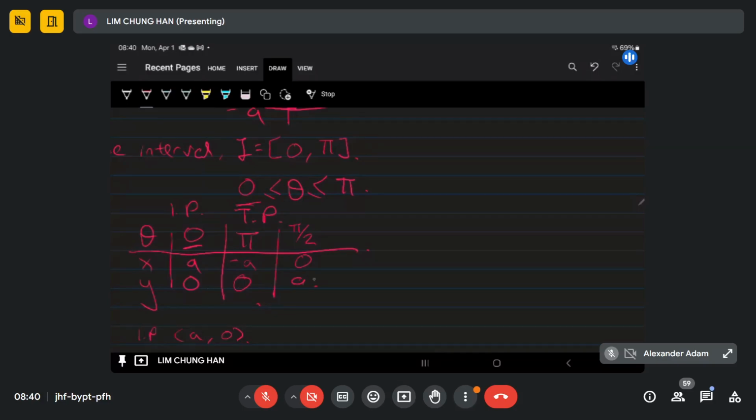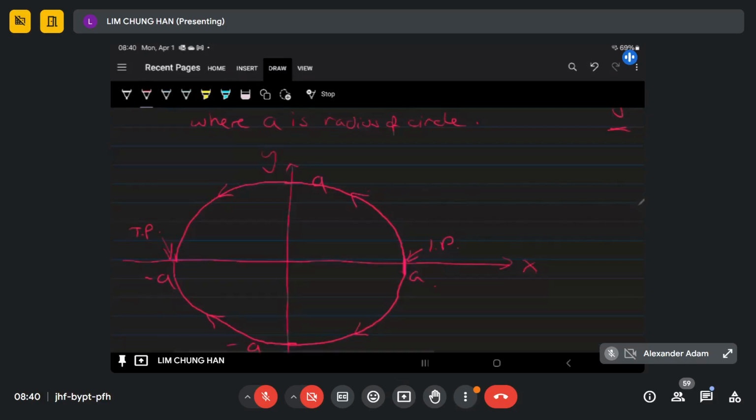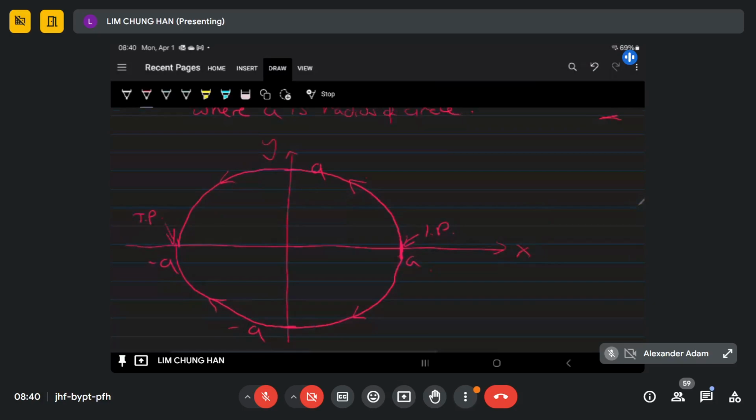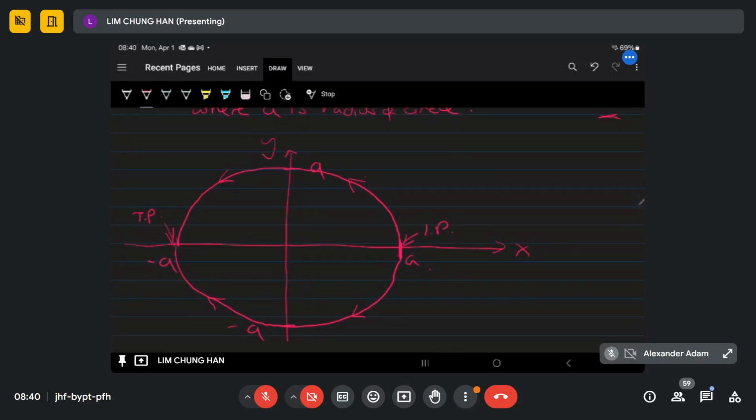Okay. So now you have a midpoint, which we know is the midpoint because pi over 2 is between 0 and pi. So we know we have a midpoint at (0, a). So let's go back to our curve again. Where is (0, a)? Here, right? Agree? So you have a midpoint here.